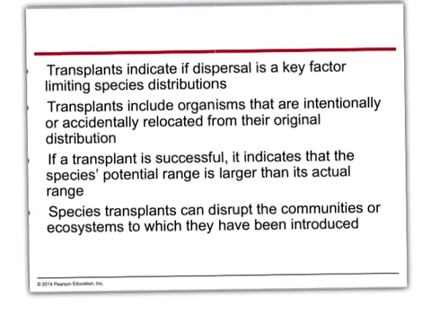Transplants indicate if dispersal is a key factor limiting species distributions. Transplants include organisms that are intentionally or accidentally relocated from their original distribution. Give me an example of an intentional transplant, an intentional relocation of something. Come up with something. Abby. Wildlife preserves will move animals so they can keep track of them.